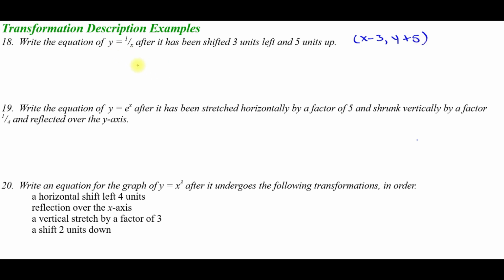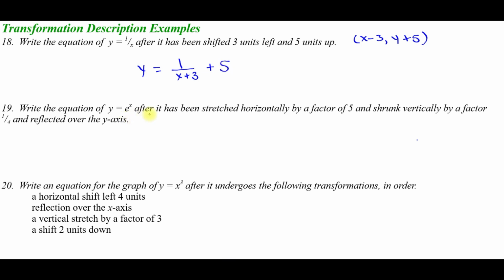So we're starting with this equation, y equals 1 over x. So we have 1 over, and then my horizontal change is going to go underneath that fraction. So in the denominator, we're going to do x plus 3, because remember, inverse operation on any horizontal. And then we're going to shift this whole graph up 5. So we're just going to add the plus 5 to the end of that function.